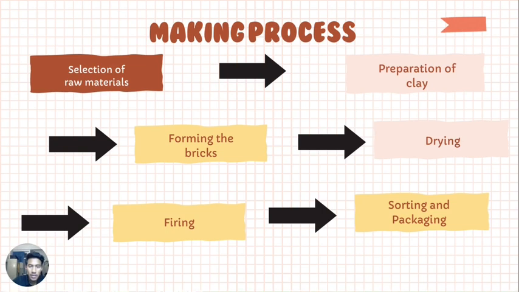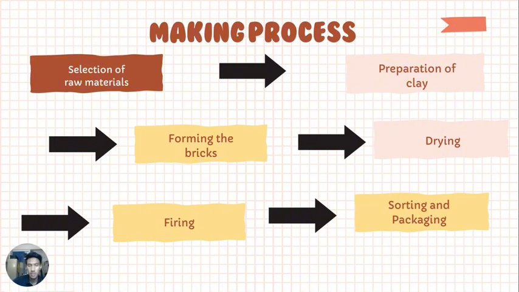Then we have firing, which means to burn the brick. The firing process involves subjecting the brick to high temperature, typically between 800 to 1200 degrees Celsius. This process is to make the brick hard and also durable. And then after firing, they have cooling. Cooling is to allow the brick to cool slowly, because we want to prevent it from cracking and warping.